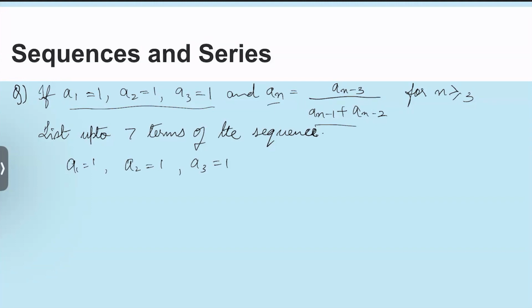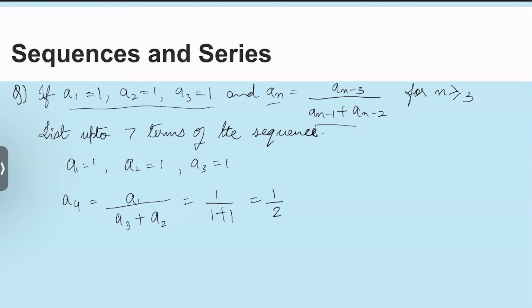So we can get this as A4, which is a(n-3). Okay, so 4 minus 3. So you will have A1 upon a(n-1), so this is A3. And then you have a(n-2), so that is A2. So this will be 1 upon 1 plus 1, so this is 1 by 2.